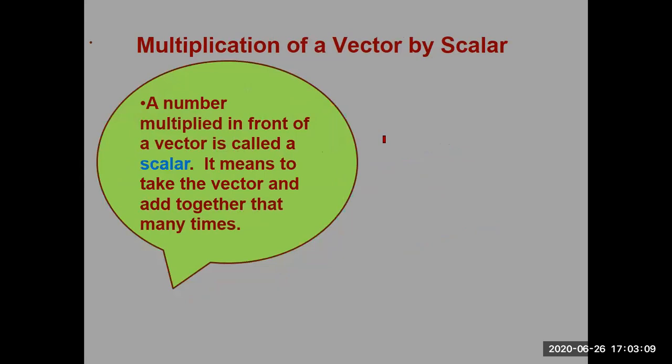Multiplication of a vector by a scalar. If you multiply any number, say this vector is of 1 centimeter A, so this is 2A, 2 centimeter. When you have multiplied it with 2, it will be 4, and the resultant vector has a magnitude which is 2 times the vector a.